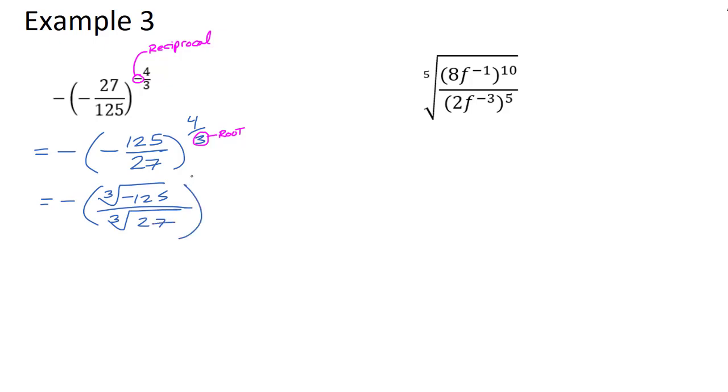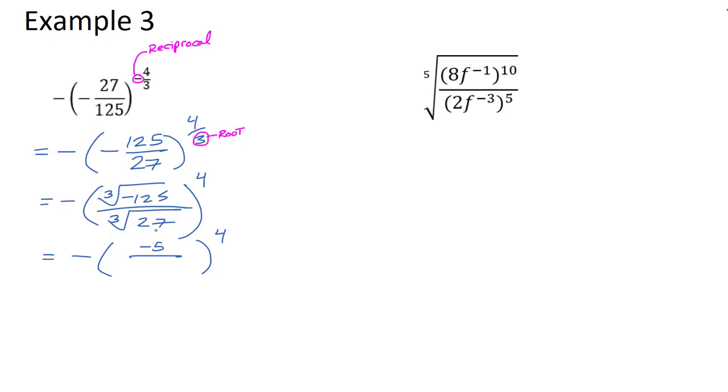Sorry, I'm getting a little sloppy here. And then we're going to do that to the power 4 when we're done. All right, so what's the third root of negative 125? What number times itself 3 times gives you negative 125? The answer would be negative 5. Negative 5 times negative 5 times negative 5 gives you negative 125.